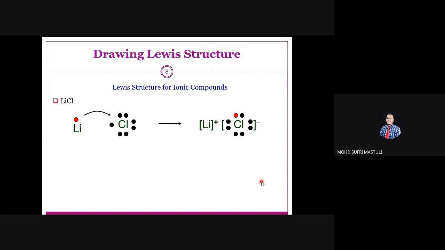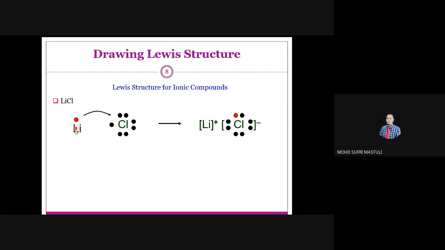Okay, moving forward to drawing the Lewis structure. This is a very crucial topic that you have to understand. You should know how to draw the Lewis structure for ionic compounds as well as for covalent compounds. In this slide, we have lithium chloride as the first example of an ionic compound.